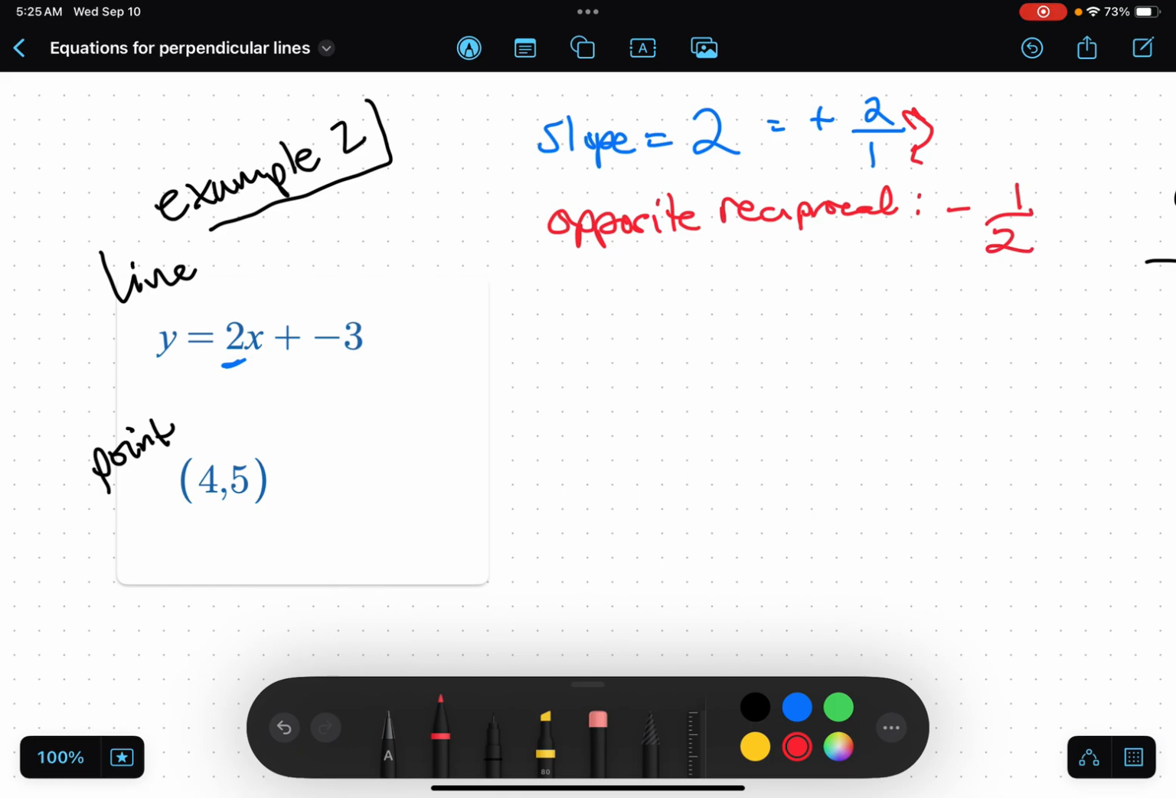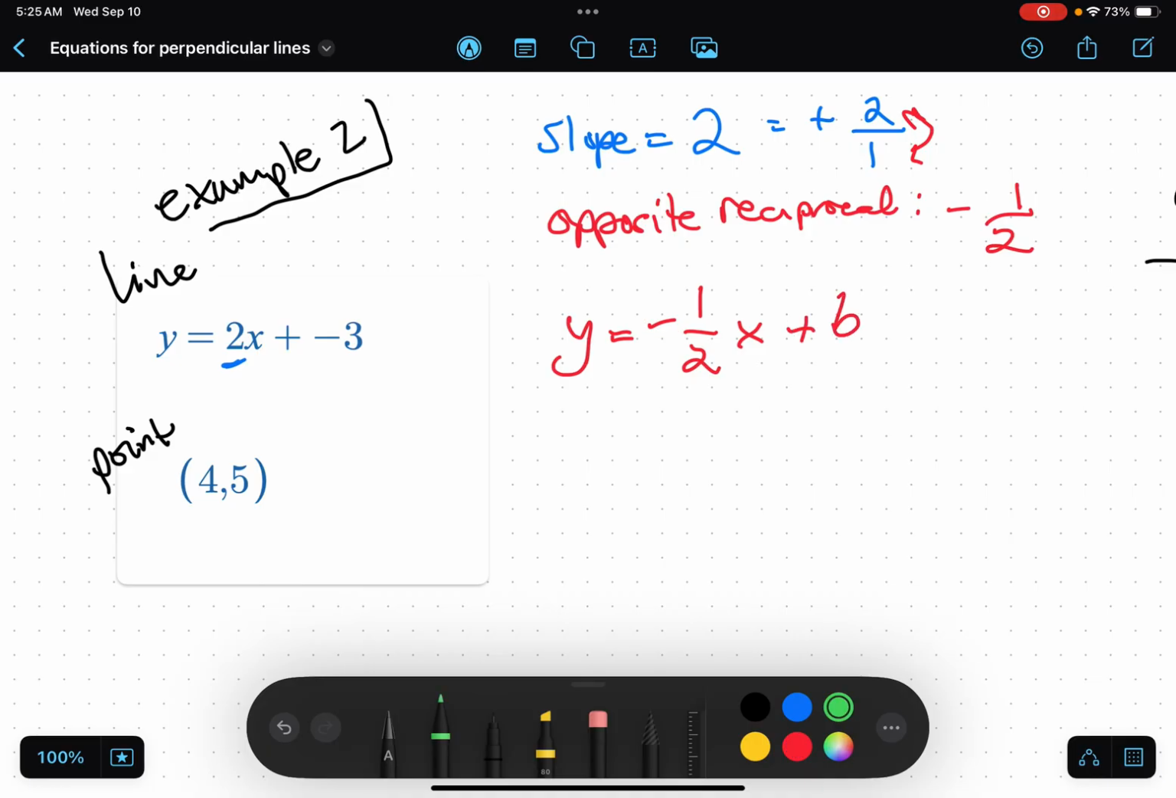So that might be the hardest part of this problem, because the rest of the steps is the same as what you have been doing for parallel lines, except instead of using the same slope, we're going to use our new slope. So let me write out my equation. It will be y equals -1/2 x plus b, my y-intercept that I do not know yet.